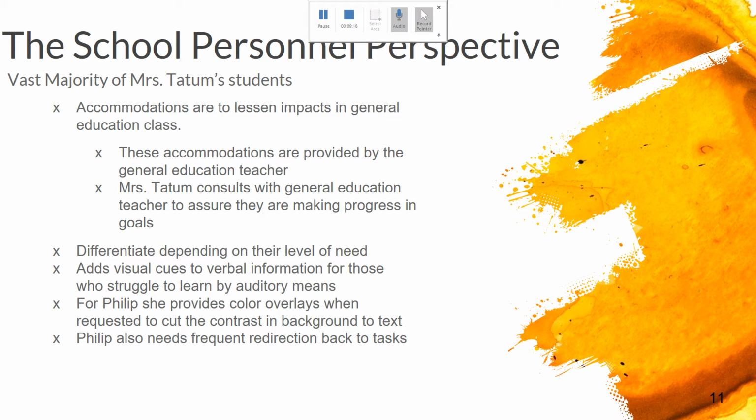Miss Tatum also differentiates depending on their level of need. She uses lots of visual cues to supplement verbal information for those who struggle to learn by auditory means. For Philip, she provides color overlays when requested to cut contrast and background to text. So he has to ask for that accommodation, but she provides it whenever he wants it. Then Philip also needs frequent redirection back to task.